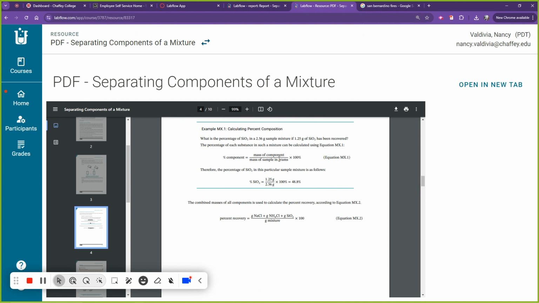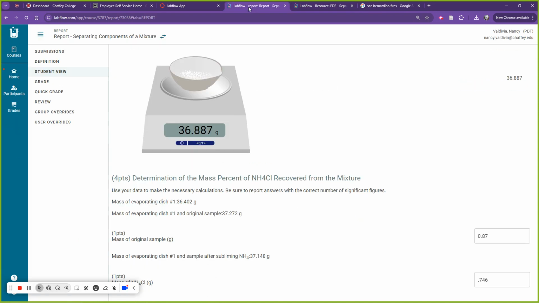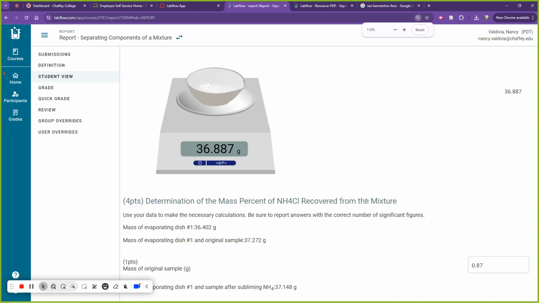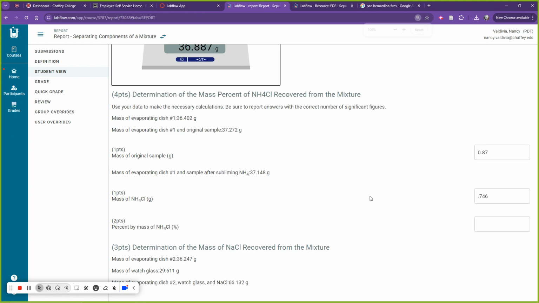Okay, and then the amount that we recovered, or in this case, this was the amount recovered, or the mass left over, right? That's going to go on the top because that's your part. So our part is this number right here, 0.746. So you're going to take your part divided by your whole times 100.